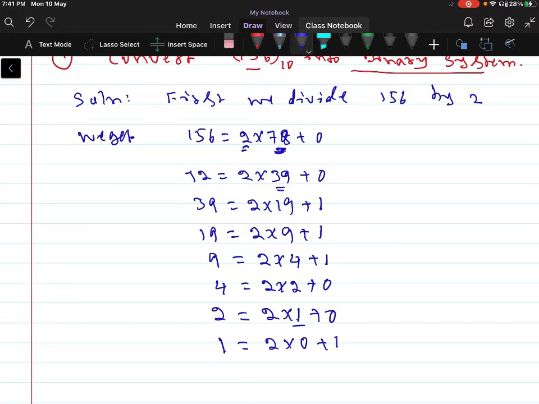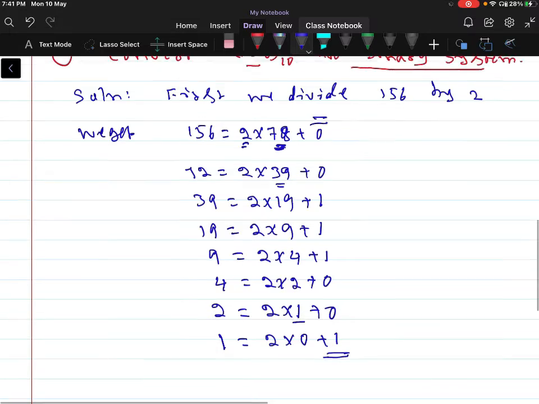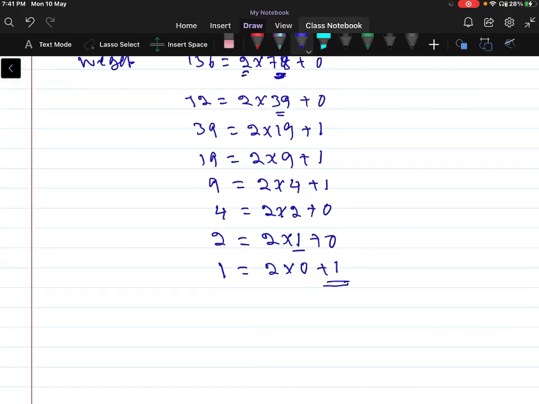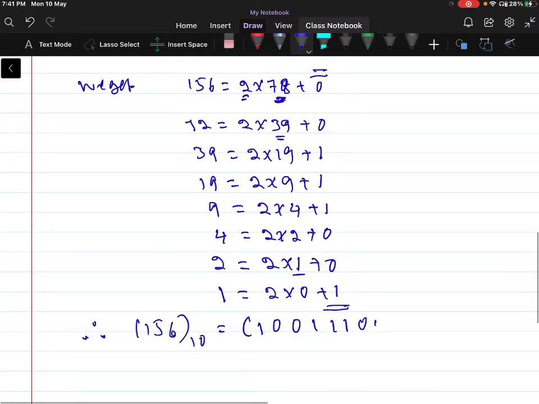Now let us read the remainders from the bottom to the top. Therefore 156 can be written in the form of binary numbers, that is, starting from the last remainder, 1 0 0 1 1 1 0 0. So this is the binary representation of the number 156.